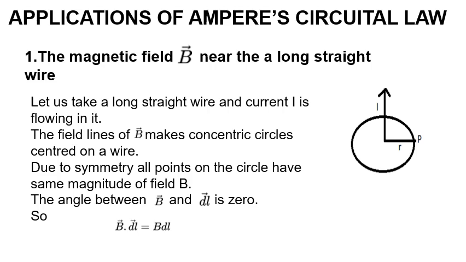The first application: the magnetic field vector B near a long straight wire. Let us take a long straight wire and current I is flowing in it. The field lines of magnetic field B make concentric circles centered on the wire. Due to symmetry, all points on the circle have the same magnitude of field B. The angle between B and vector dl is 0, so vector B dot vector dl equals B dl.